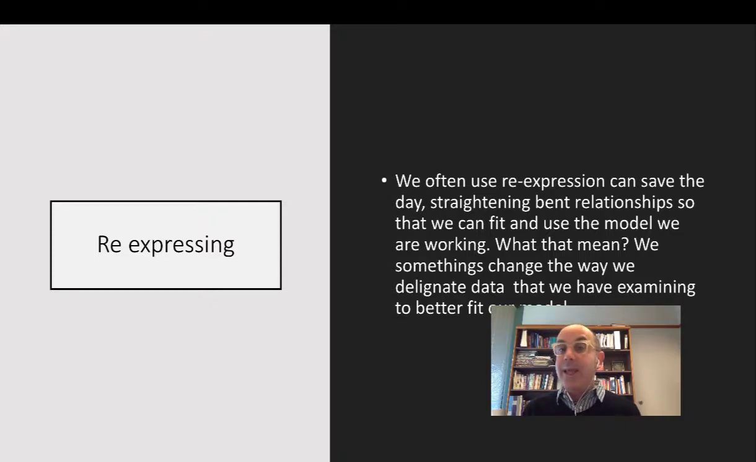Another way that he talks about quite often is re-expression. That's to save the day, the strength of bending the relationship from one variable to another in order for us to see if there is a working model that we can describe. We are always looking for a better way to fit a model in our statistical analysis, or the model that we use in our statistical analysis.